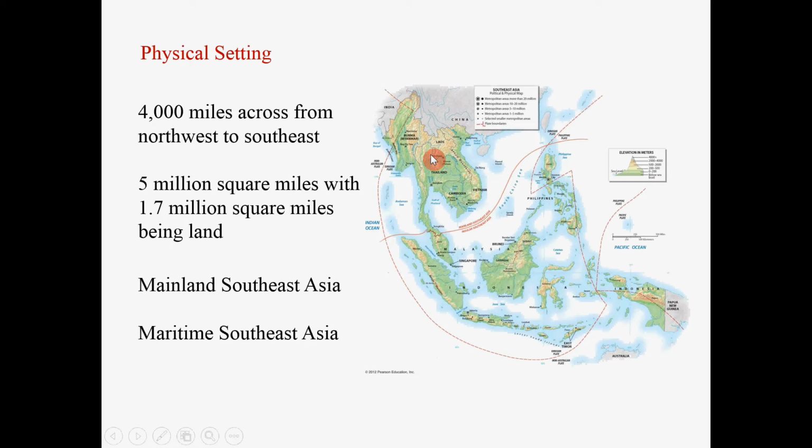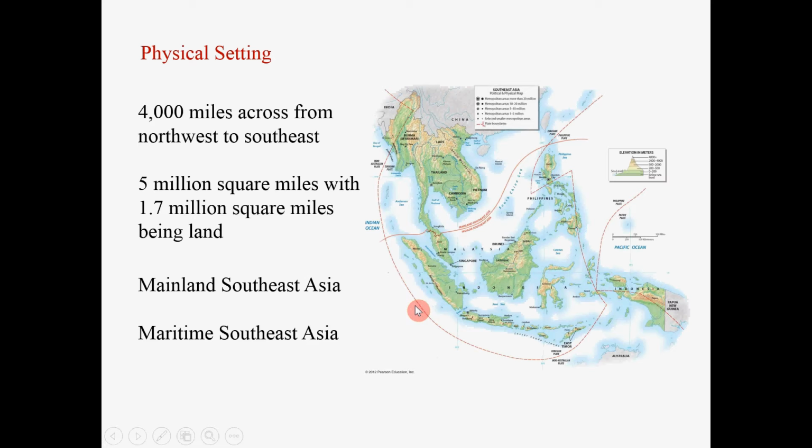It is about 4,000 miles across. The total area is about 5 million square miles. Of this total area, only 1.7 million square miles are land. So the vast area in the region are water bodies.